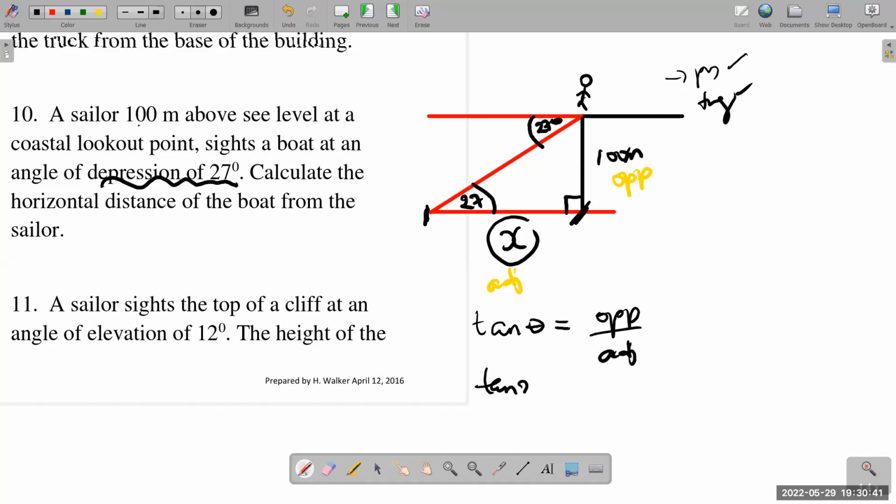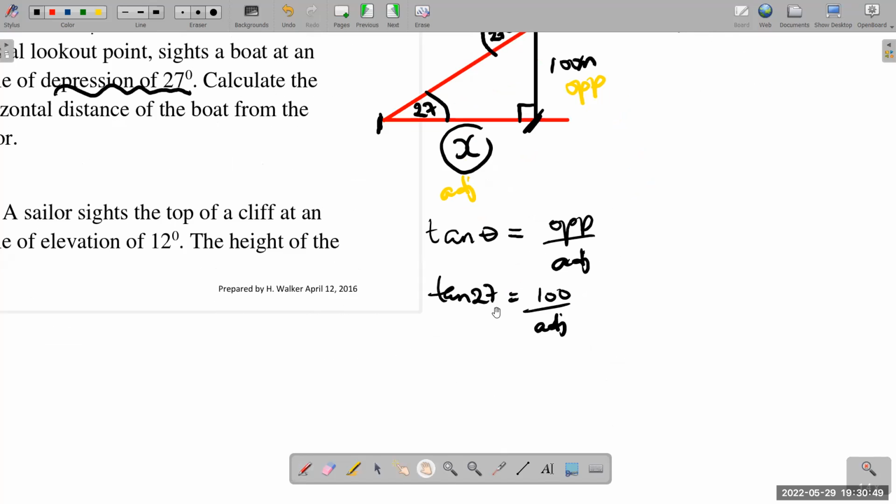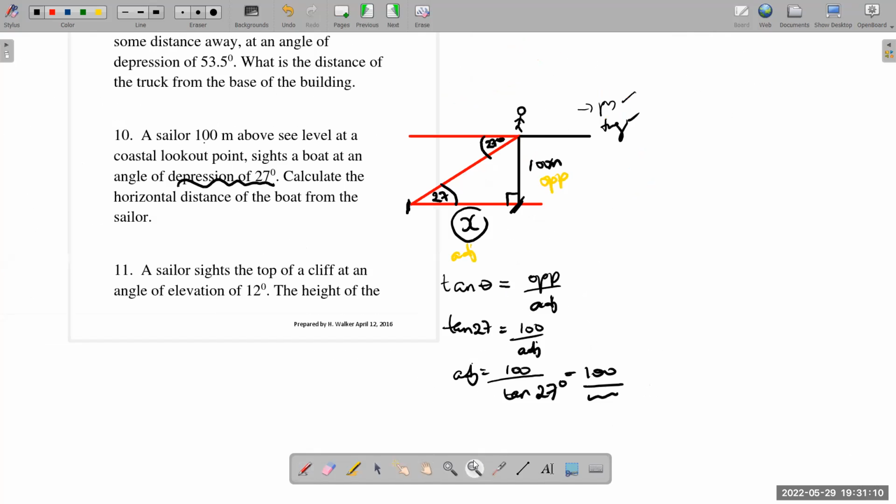It's going to be tan 27 is equal to opposite, which is 100, over adjacent. How do I get adjacent? What do I do? Switch, right or wrong? Once the thing that you need is inside the denominator, you switch. So adjacent is equal to 100 divided by tan 27. You may need to work this out, because everybody know you find the value of tan 27 and you divide 100 by it, and that's your answer. Talk to me. Everybody with me? So that's it. That's literally it.